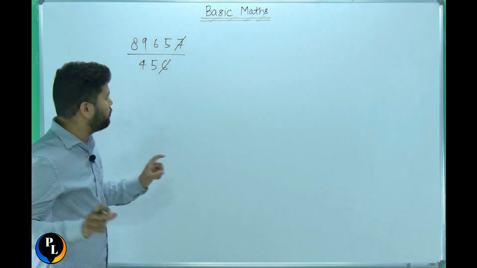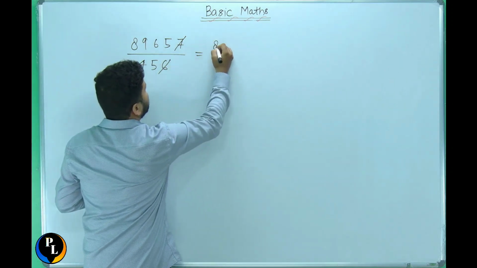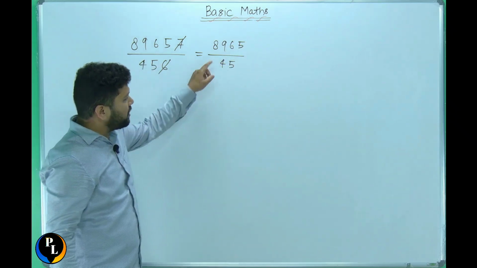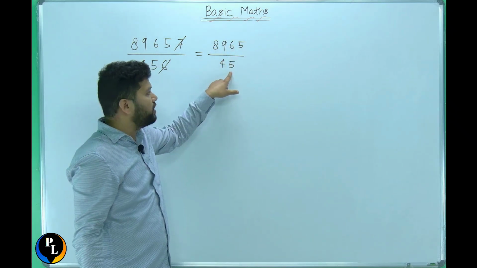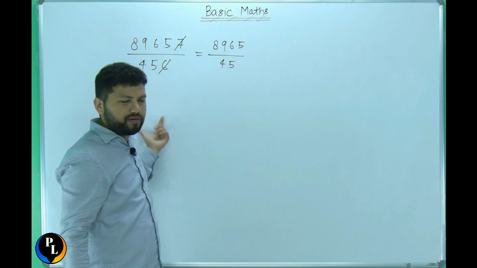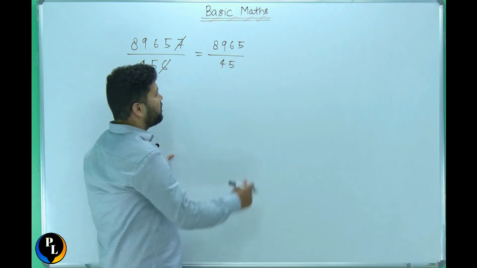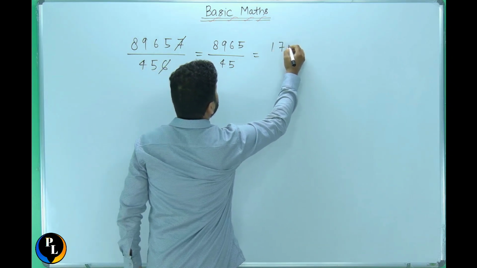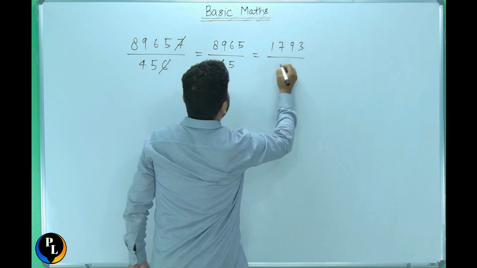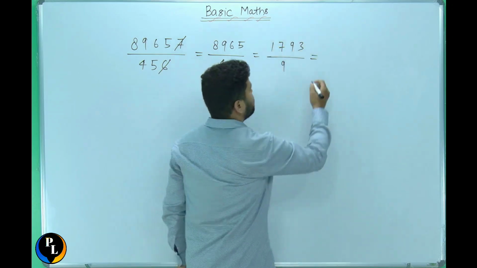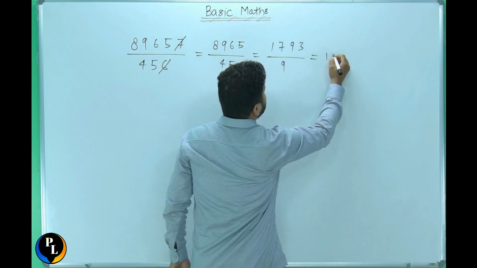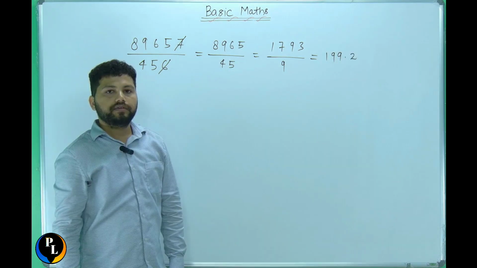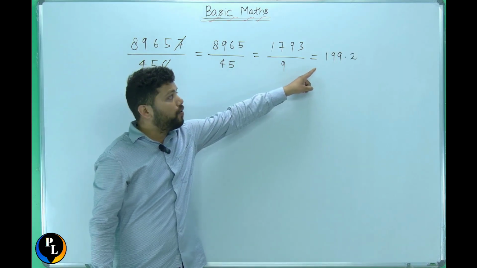Now write down finally 8965 divided by 45. Now further you can divide, because both numerator and denominator cancel by 5. Otherwise you can solve directly, no problem in that one. So let's suppose we cancel with 5. Finally it will be 1793 divided by 9. Finally again divide this one. So 9... 199 point something is our answer. So our answer is coming approximately 199.